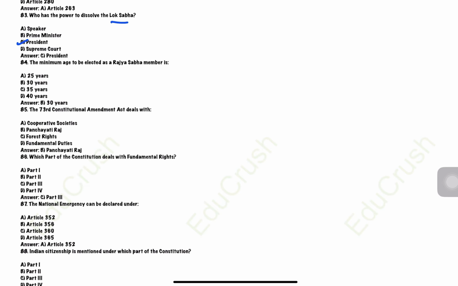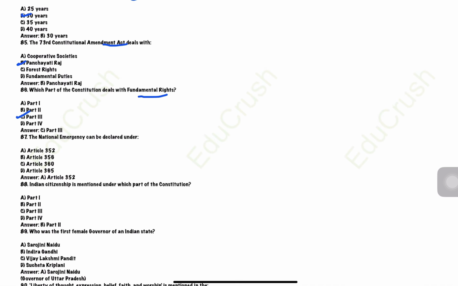Next, the minimum age to be elected as a Rajya Sabha member is 30 years. The 73rd Constitutional Amendment Act deals with Panchayati Raj. Which part of the Constitution deals with fundamental rights? Part 3. Part 3 deals with fundamental rights of the Constitution. Next question. The national emergency can be declared under Article 352.